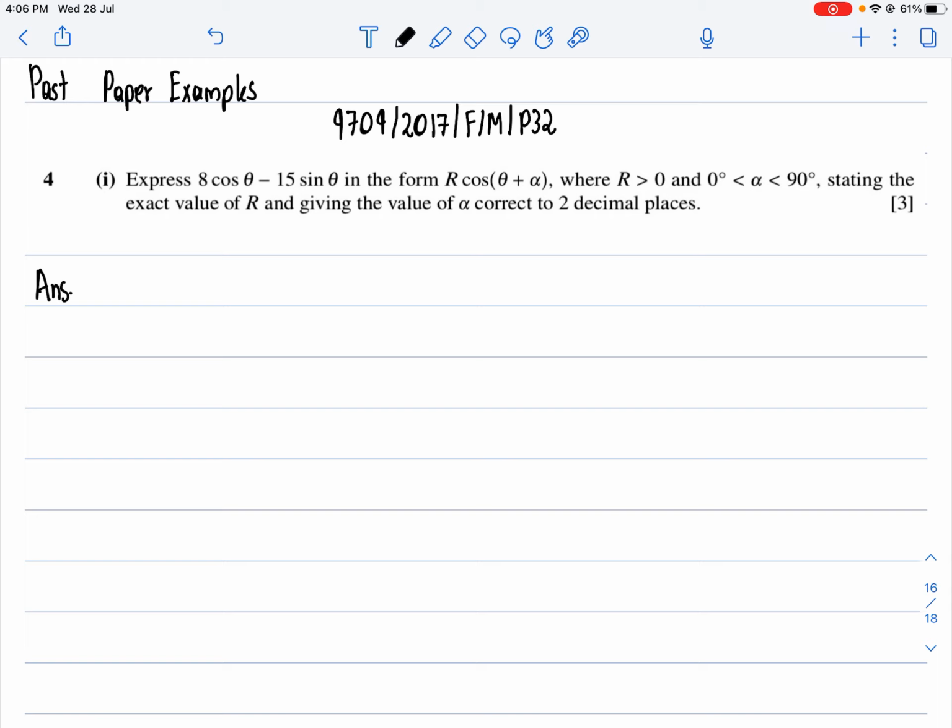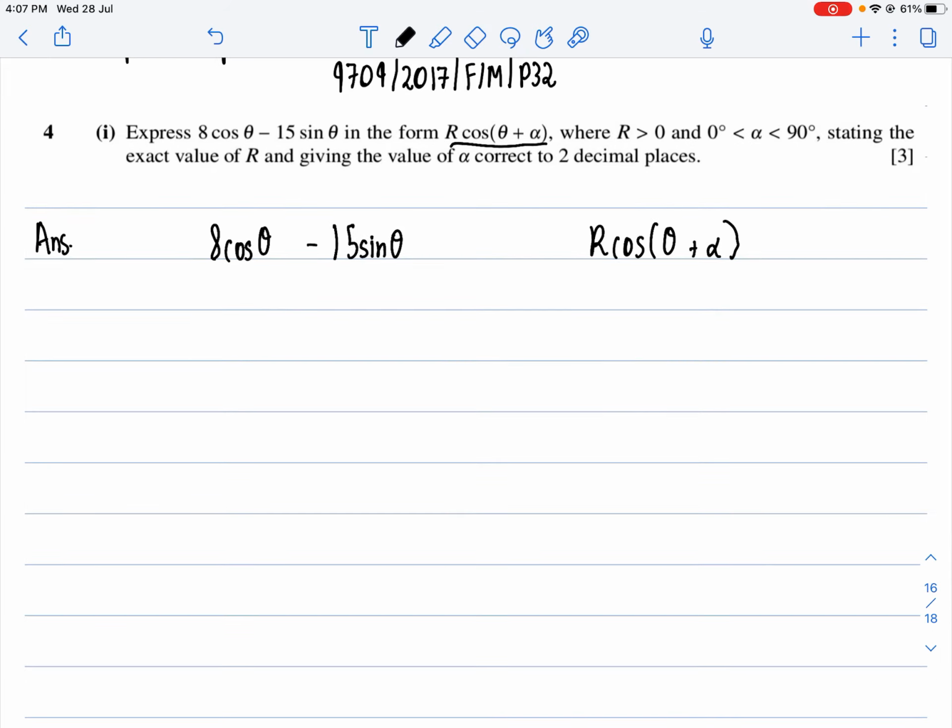I need to express, I have 8 cos theta minus 15 sin theta. This is the cos formula here. I need to express this into the r cos theta plus alpha form. The r should be exact and alpha should be to 2 decimal places. So the first step, the cos compound angle formula. I can write this as r multiplied by cos theta cos alpha minus sin theta sin alpha.